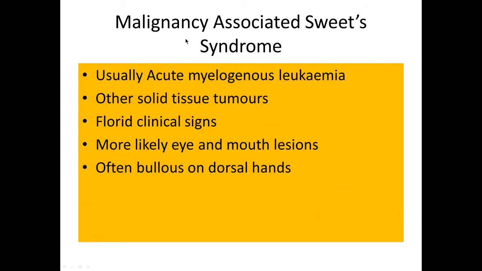The other variant of Sweet's we might want to look at is the malignancy-associated Sweet's syndrome. Now, it's usually seen in patients with an underlying acute myelogenous leukemia, or at least some myeloid disorder. It can be seen with other solid tissue tumors. They're fairly florid clinical signs. It's more likely eye and mouth lesions, and often bullous in the dorsal hands.